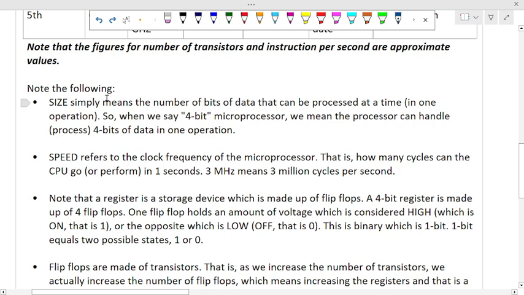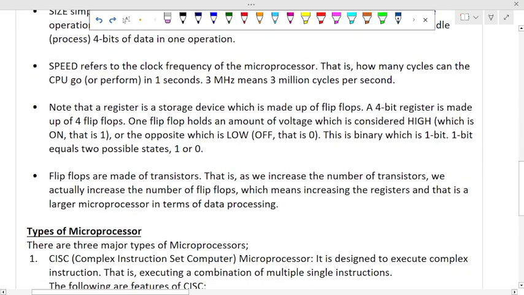All right. So note the following. Most of these notes I've said them, but just note. Size simply means the number of bits of data that can be processed at a time in one operation. I've explained that a lot. So when we say 4-bit microprocessor, we mean the processor can handle or process 4 bits of data in one operation. Remember I said that.